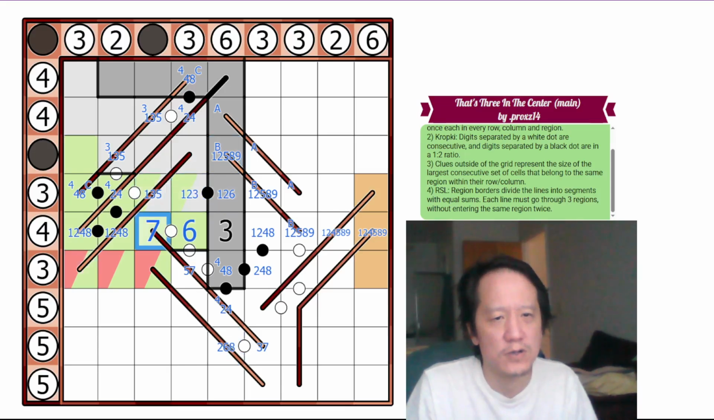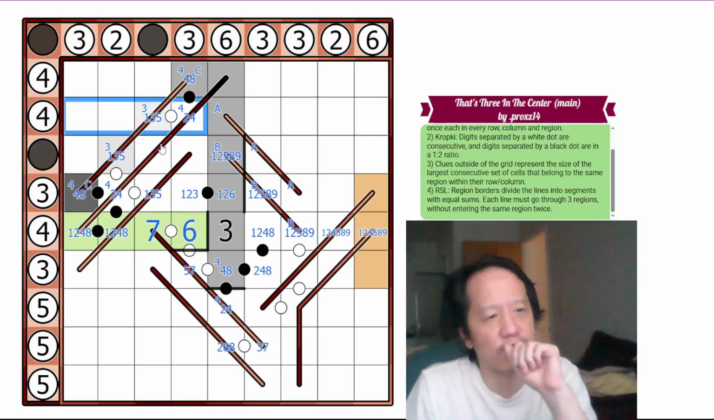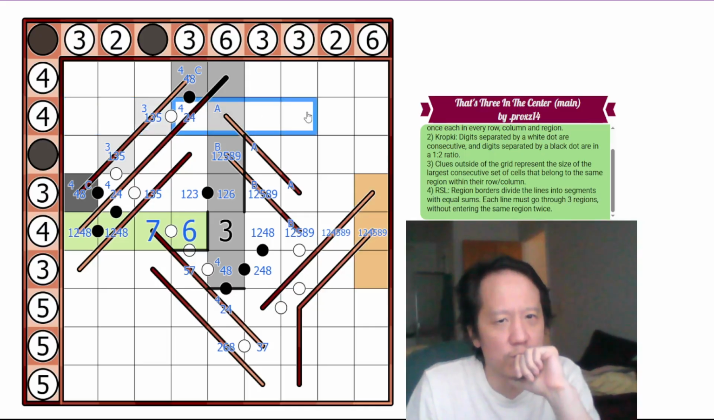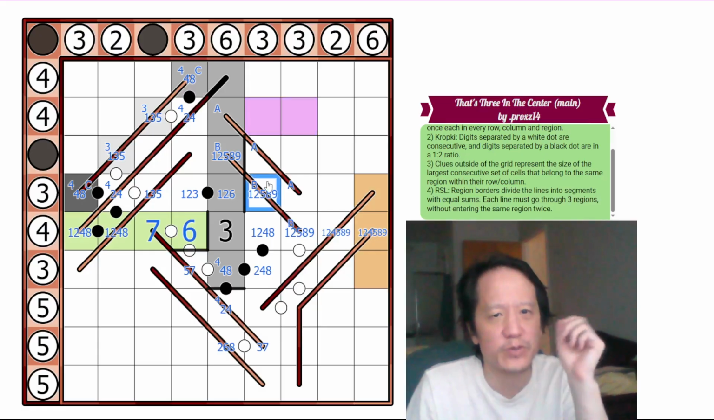So that proves this cannot be the 4 gray, or 4 lights. So it's either gray, or these 4. So these two are the same region. But that doesn't help us much.